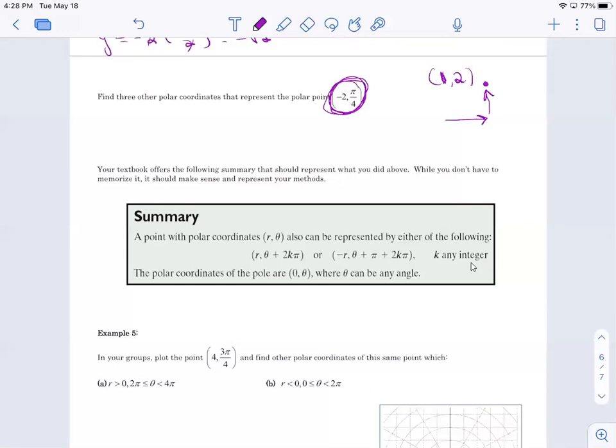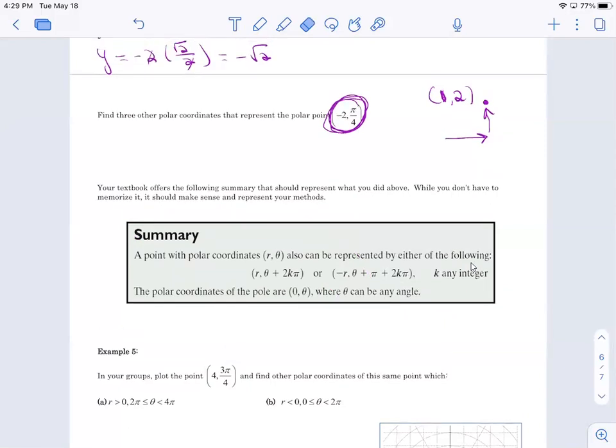We can represent polar coordinates in infinitely many ways. They're not just locked down to (-2, π/4). So you'll see here in a summary right there, ways that you can do it. But I'm going to erase this, because this takes up too much brain power for my liking. I am not memorizing that by any means. It's a cool way to look over it, but I don't suggest memorizing that box.